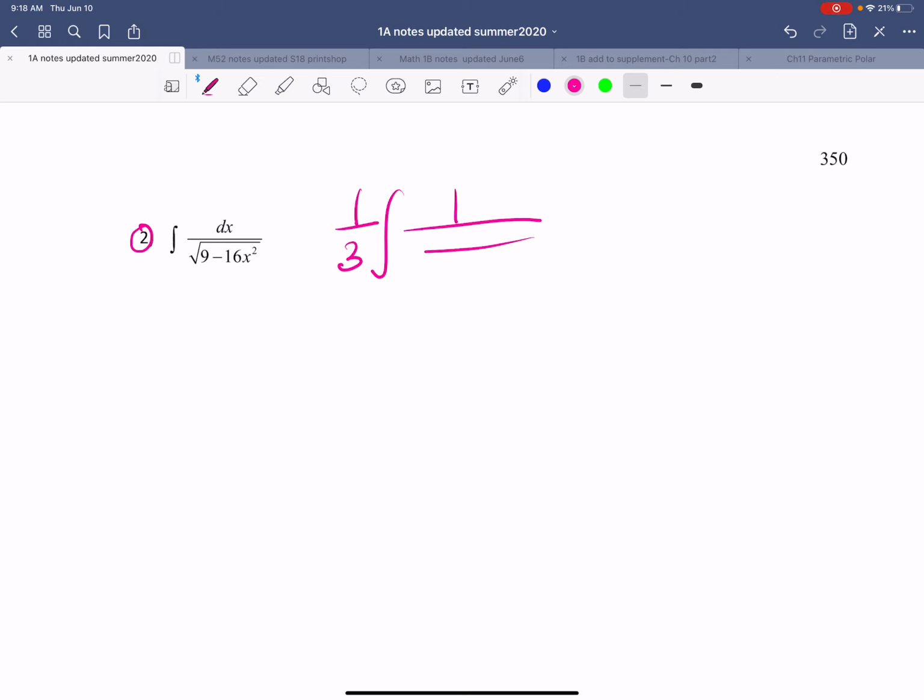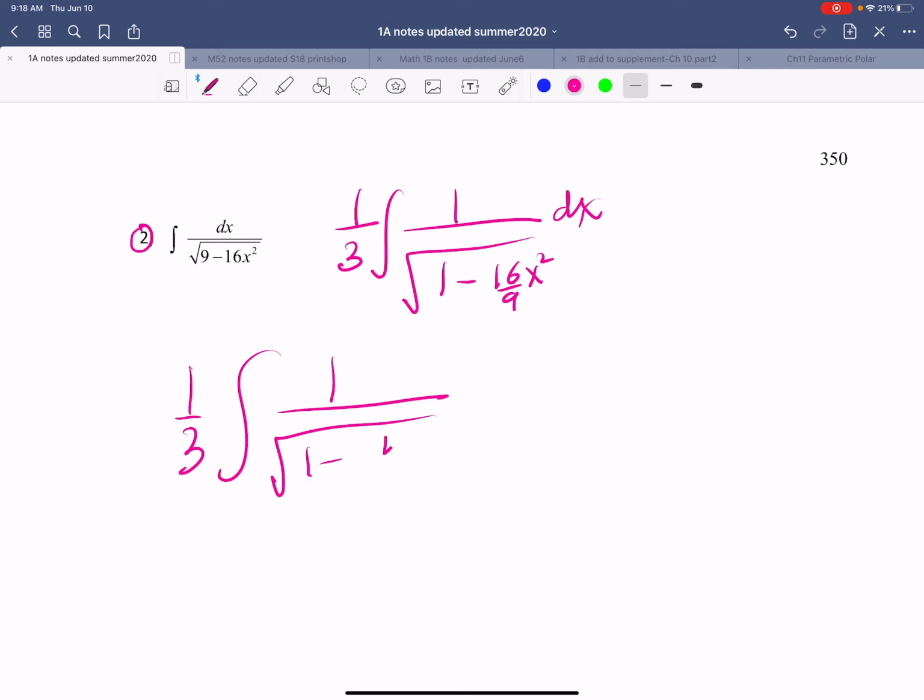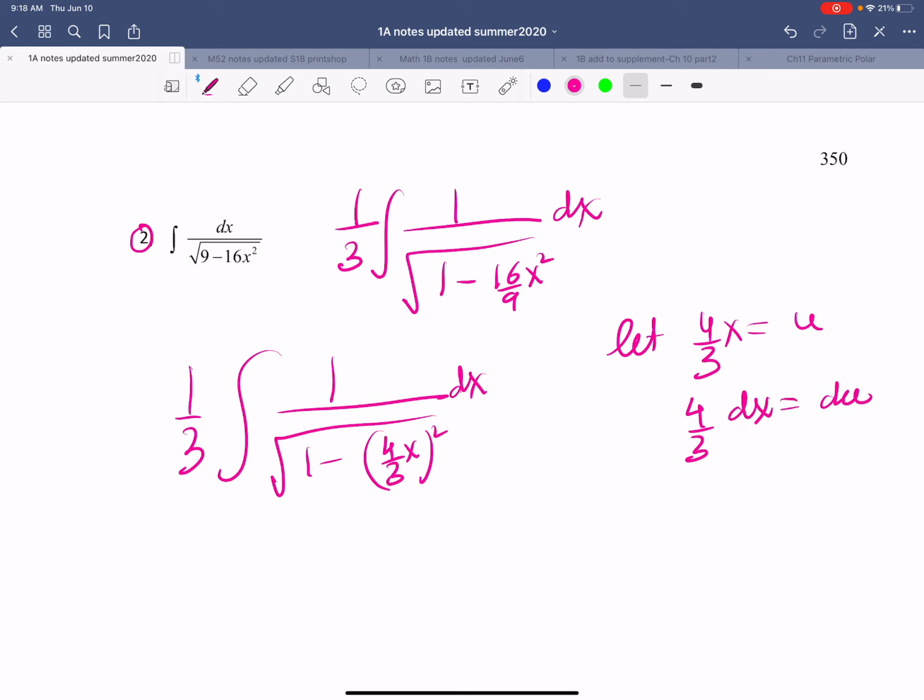Okay, so if I pull out a square root of 9, I'm left with 16 over 9x squared dx, which is 1/3, 1 over 1 minus 4/3 x squared dx. So we can let 4/3 x be u, 4 over 3 dx be du. Okay, dx would be equal to 3/4 du. All right, so 1/3, 3/4 du over 1 minus u squared.